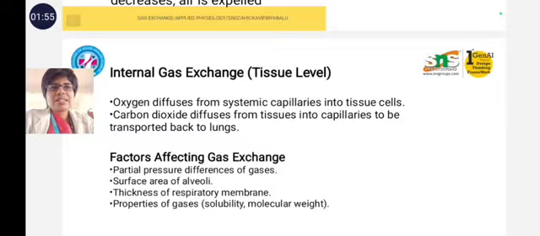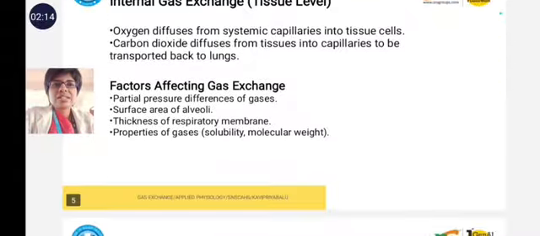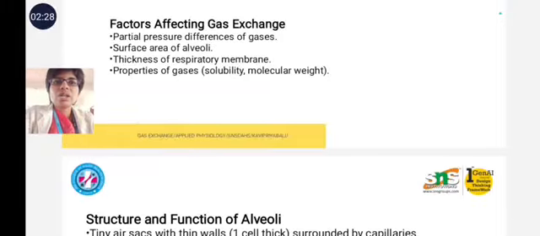And internal gas exchange happens at the tissue level. The oxygen diffuses from the systemic capillaries into the tissue cells, and carbon dioxide diffuses from the tissues into the capillaries to be transported back to the lung, then expelled. And factors affecting gas exchange are the partial pressure difference of a gas, the surface area of alveoli, the thickness of the respiratory membrane, and the property of the gas, that is water solubility and molecular weight.